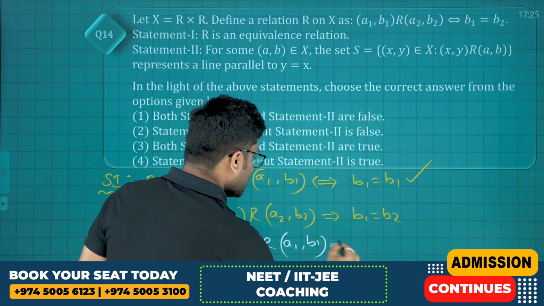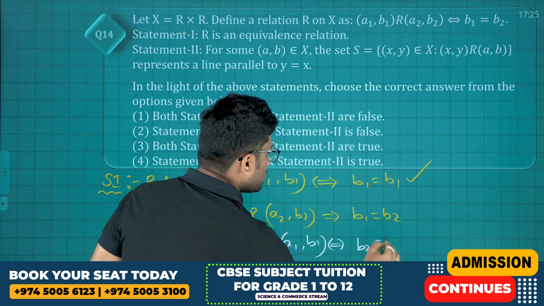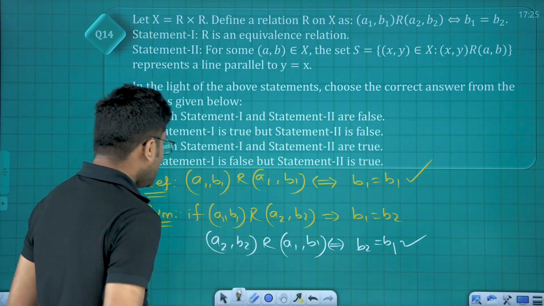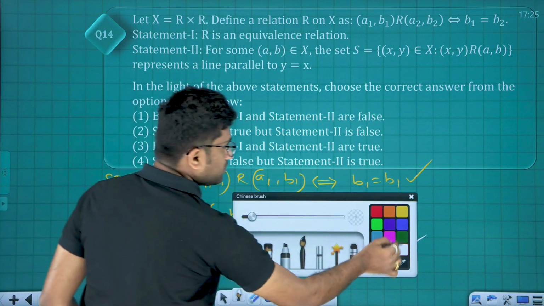Already we have b1 equals b2 implies b2 equals b1. So this is true. Hence it is symmetric. Now coming to transitivity.